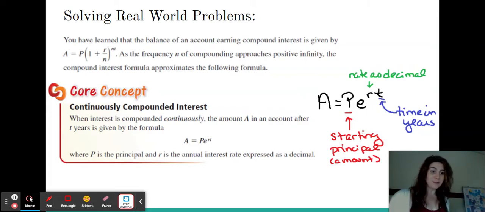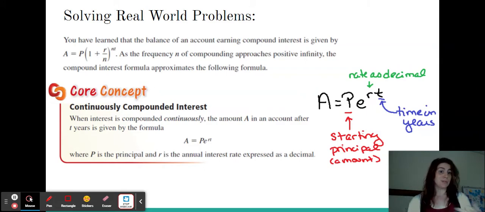Once you have all that figured out, it's a matter of using your calculator. So you would use Desmos, plug it in, and find out what becomes of your A value. What do you get after that certain time frame?